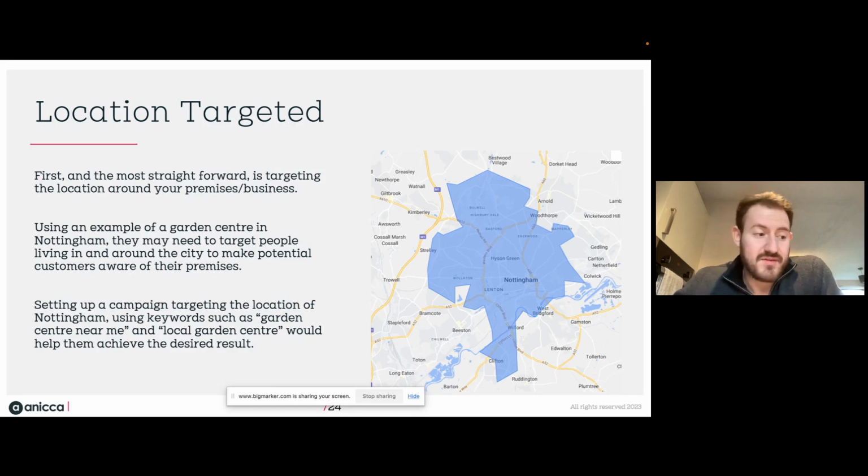You know, if you have a garden centre and you want the people of Nottingham to come and visit that garden centre because they're all local and it's a pretty easy place for them to access, you would target the location of Nottingham. Setting up a campaign targeted with the location of Nottingham and using keywords such as garden centre near me or local garden centre would help them achieve that exact desired result. You can target all of the people of Nottingham and make sure they are aware that you are a local garden centre.